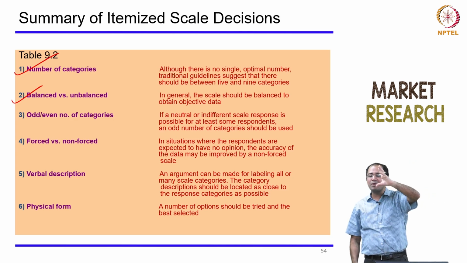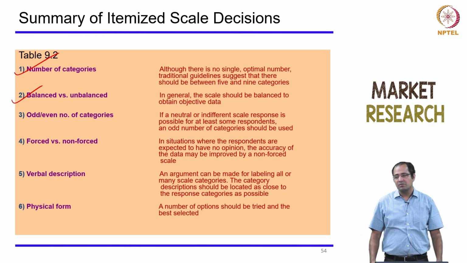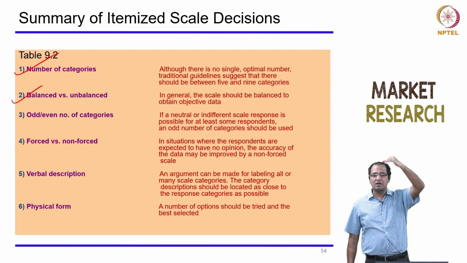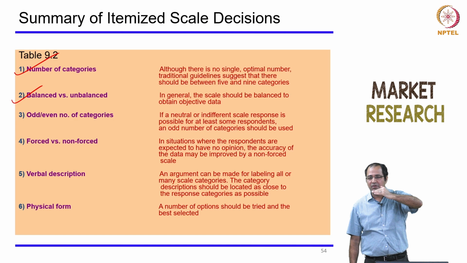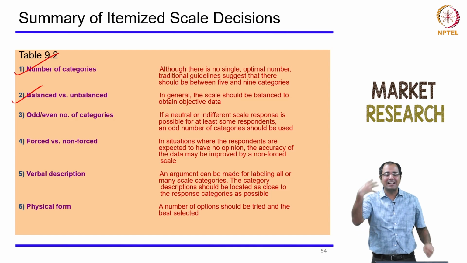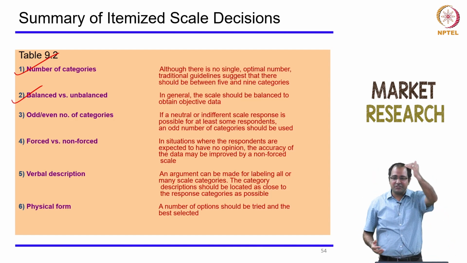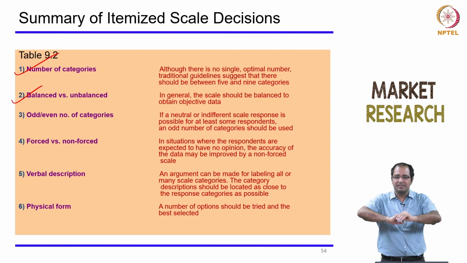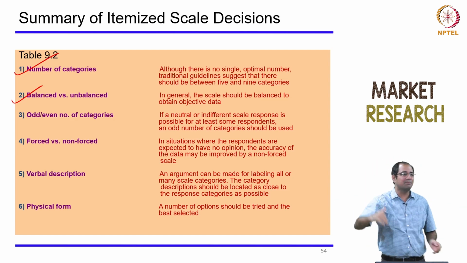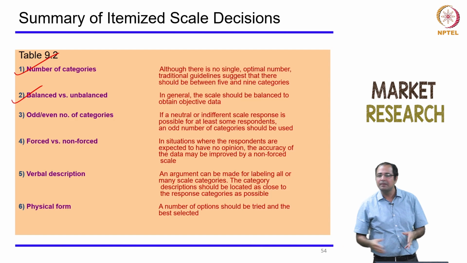Unbalanced means unequal number of options. So you have more for positive and less for negative. Let's say very good, fair, and poor. Poor is representing the negative part, but it has only one answer option, whereas the others have 3. That becomes unbalanced. Balanced is when you have strongly disagree, neutral, or even if you remove neutral, 2 positive, 2 negative on both sides. That is a balanced scale. Always try to use a balanced scale.